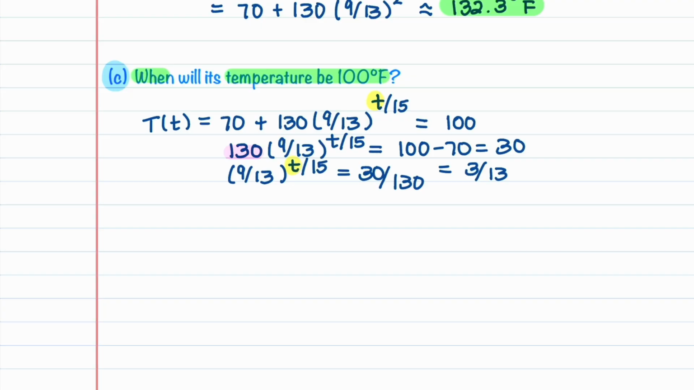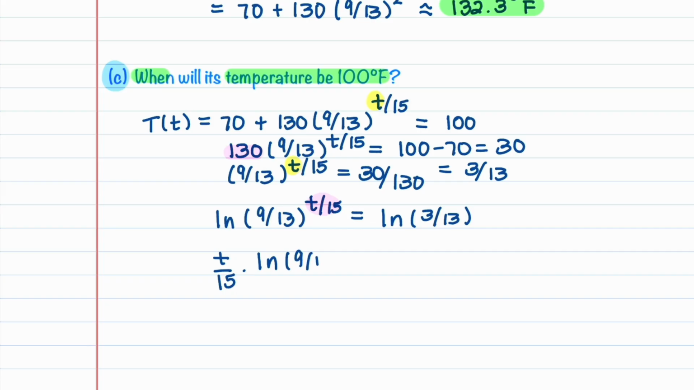Now, to solve for t, we have to get t out of the exponent. So we're going to take the natural log of both sides. We have natural log of 9 over 13 to the t over 15 is equal to natural log of 3 over 13. We can then pull the t over 15 out in front. So we have t over 15 times natural log 9 over 13 is equal to natural log 3 over 13.